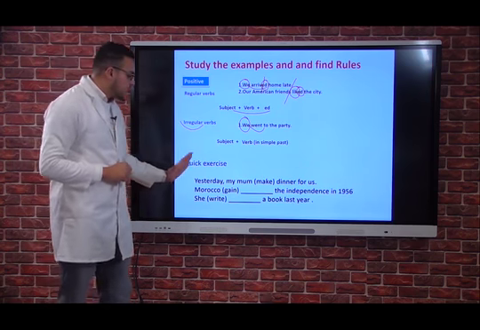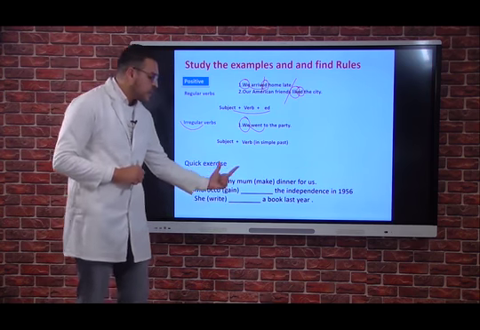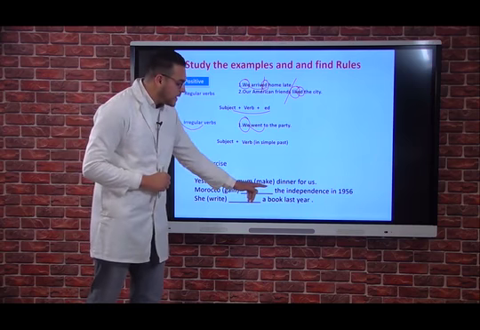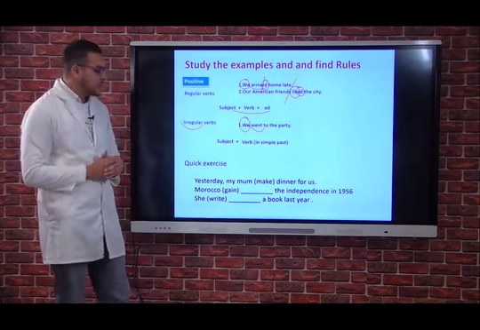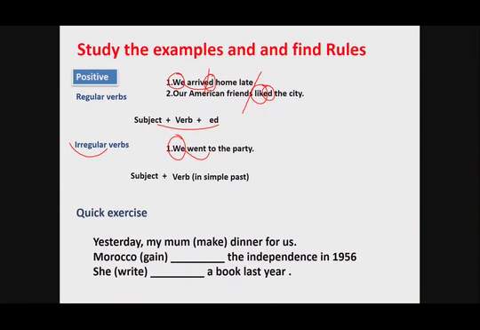Quick exercise. Yesterday, my mom, subject pronoun, between brackets I have the verb to make, dinner for us. So we need to put this verb into the correct tense. So what do we say? If you go to the list, please, I insist again, go to the list to find the verb to make. And we say made. So it's an irregular verb, and we say yesterday, past expression, yesterday my mom made dinner for us.